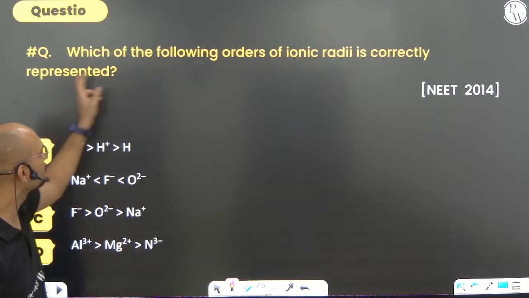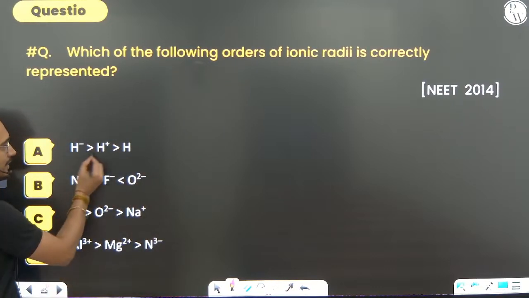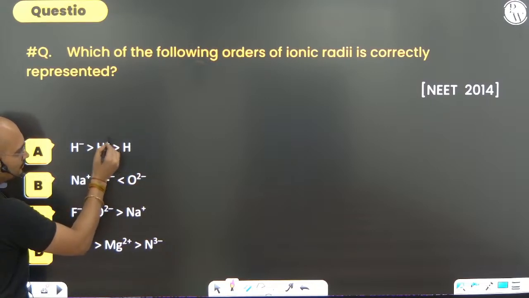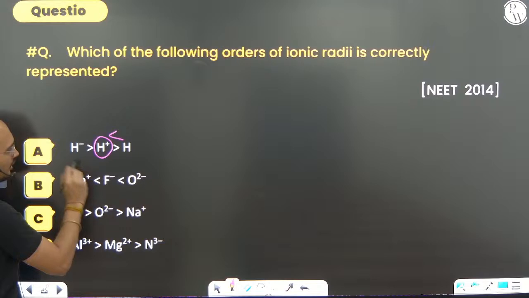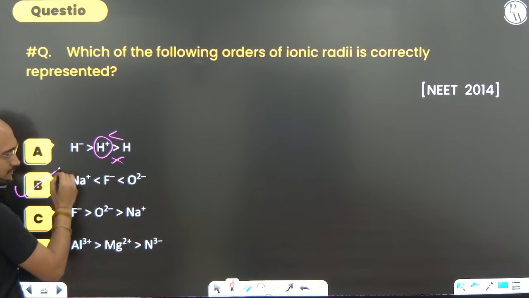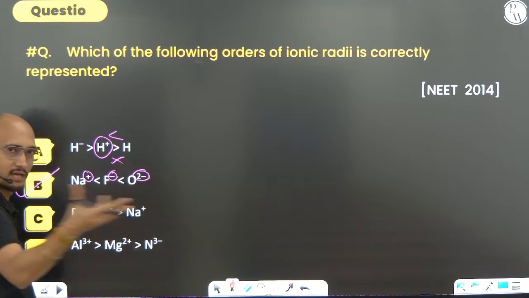Next. Which of the following orders of ionic size is correct? I hope you all can see that H minus is more than H plus is more than H. No, because H plus should be less than H. So here it is wrong. Next, Na plus is less than F minus is less than O 2 minus. Yes, of course it is. We can see that here it is positive 1, negative 1, here negative 2. The more the negative charge, the more the size.